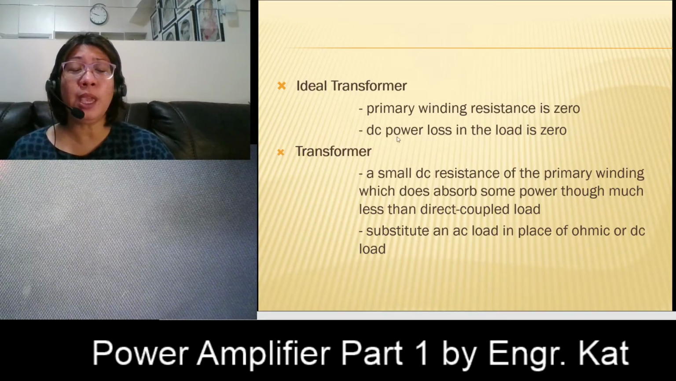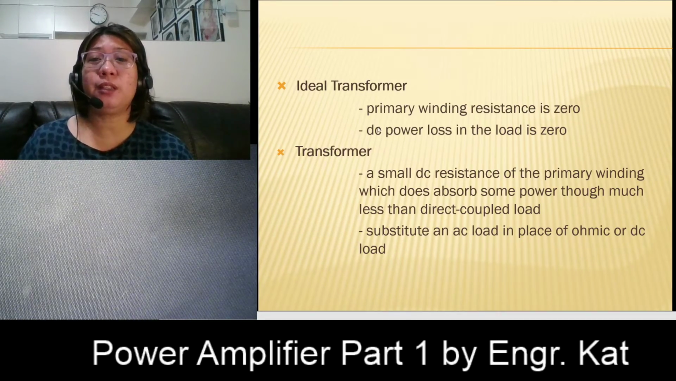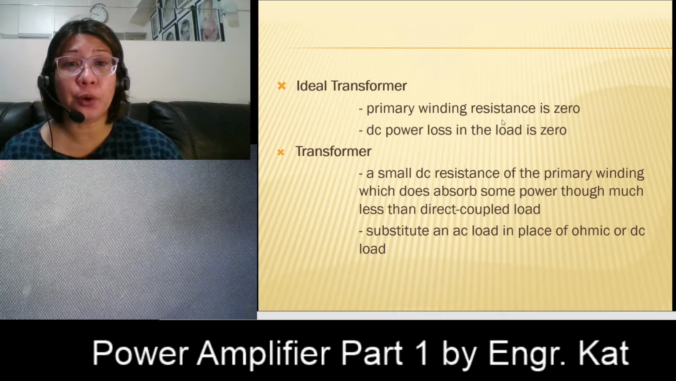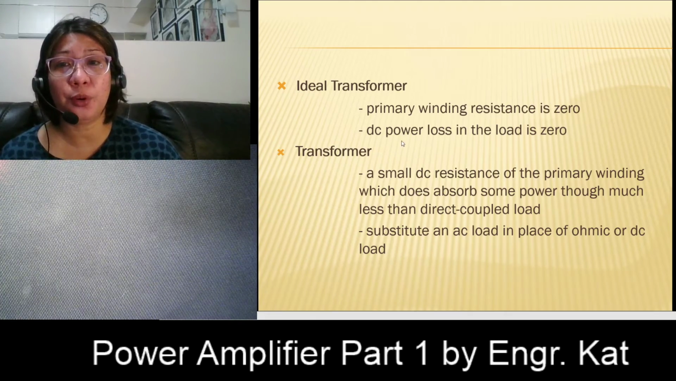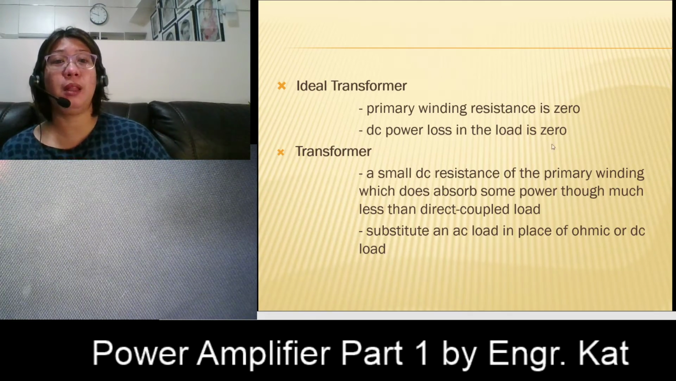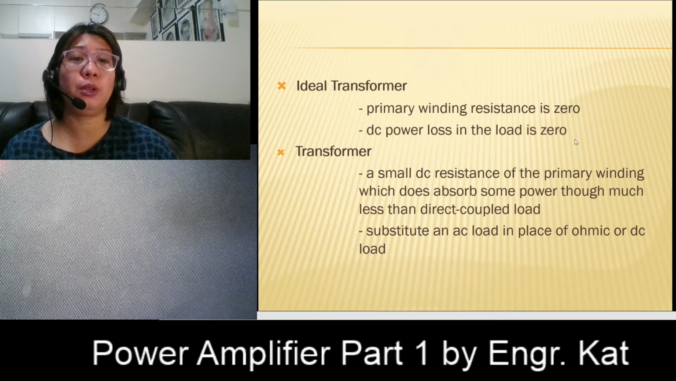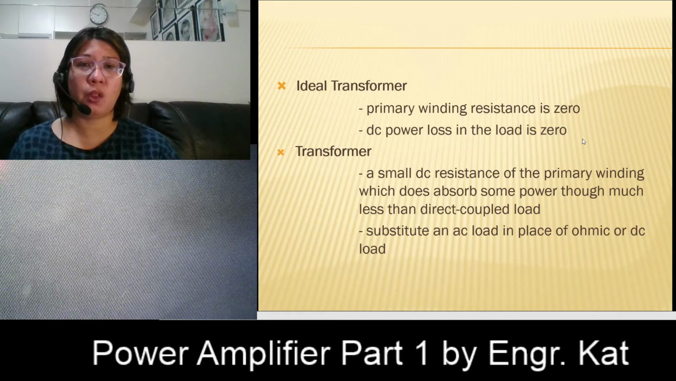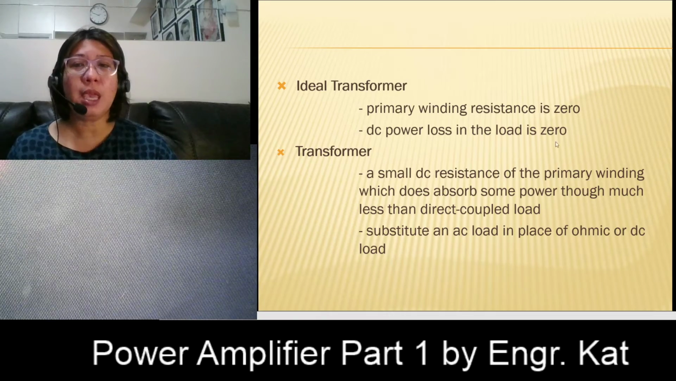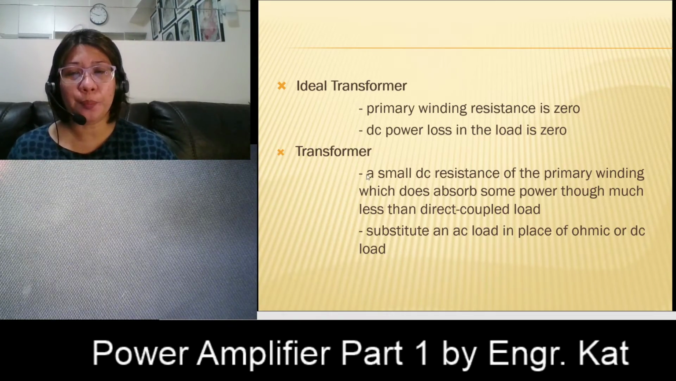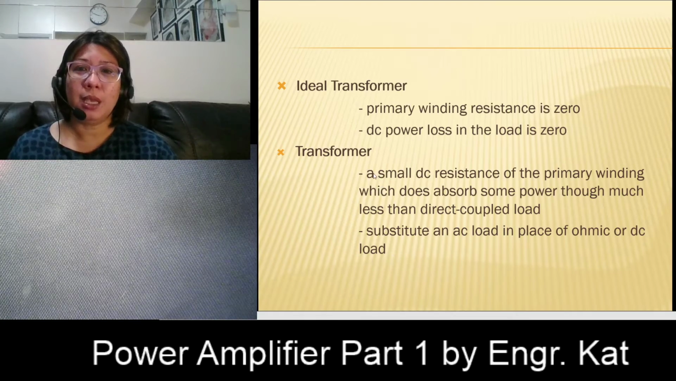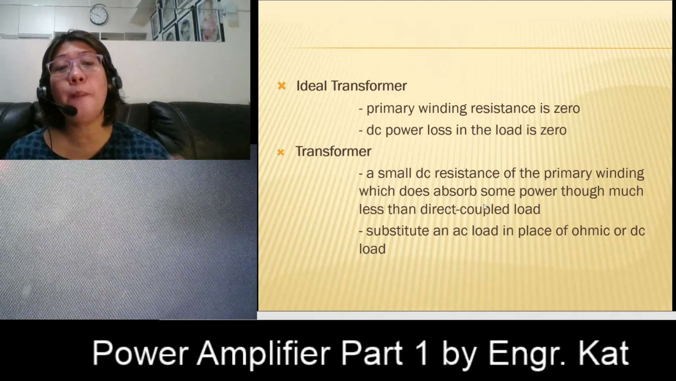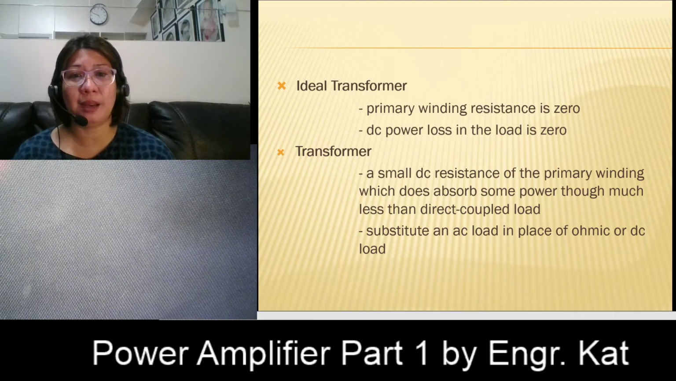it. Okay, so ideally, for ideal transformers, your primary winding resistance is 0. Therefore, if your primary winding resistance is 0, the DC power loss in the load is actually 0, unlike earlier, when it was already 50% of your total power input. But in a real transformer, there is a small DC resistance of the primary winding which does absorb some power, though much less than a direct coupled load.